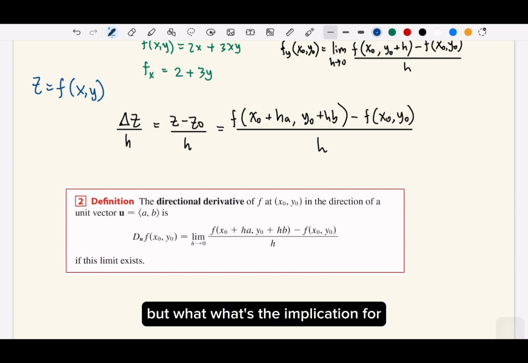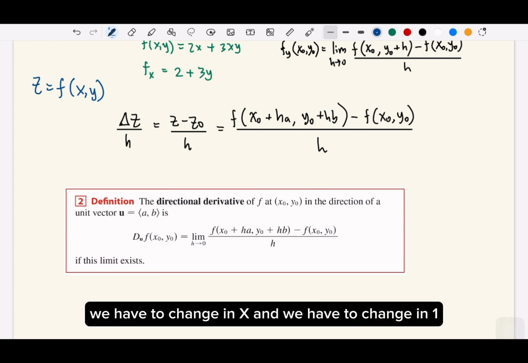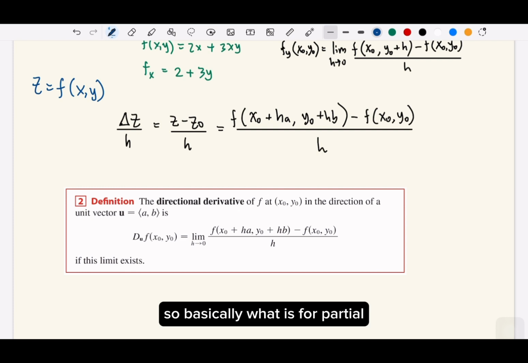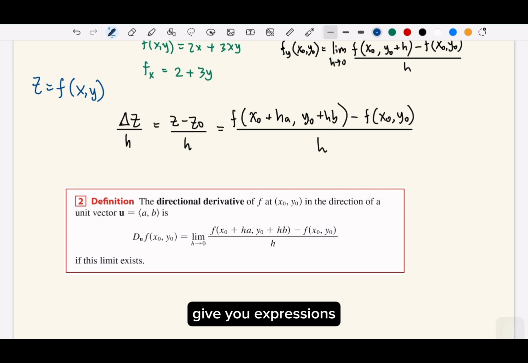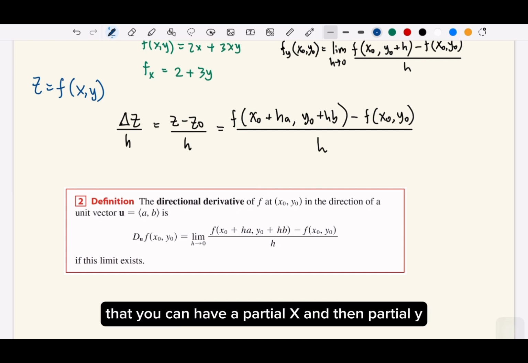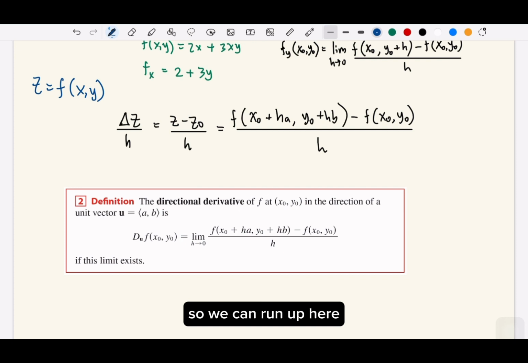But what's the implication of this expression? What is the practical application? Here we have change in x and we have change in y. So basically, the directional derivative is giving you expressions in which you can have a partial x and then partial y.